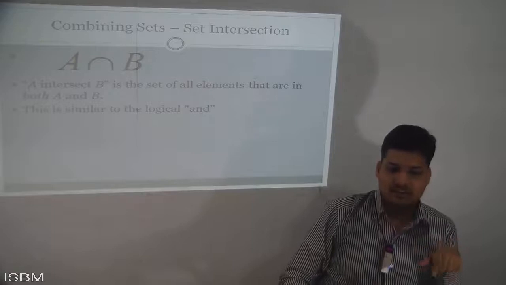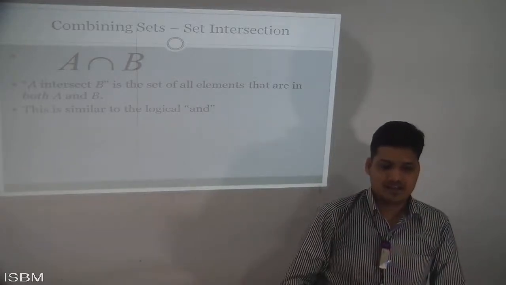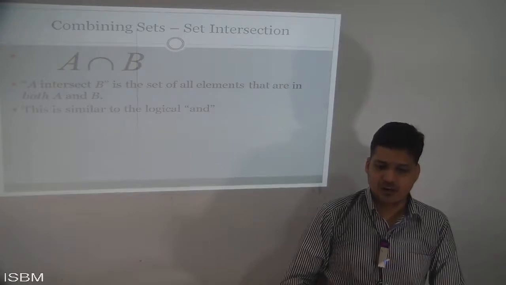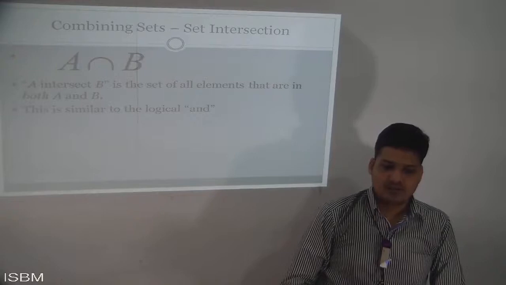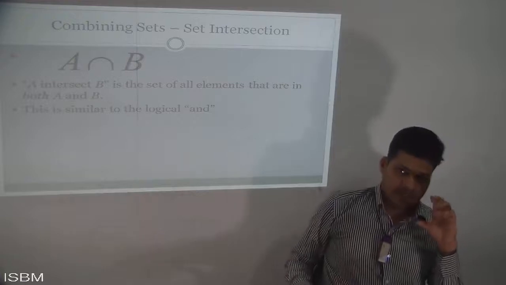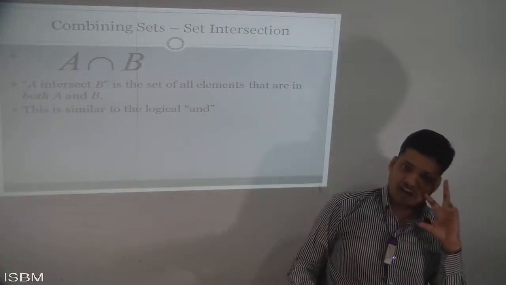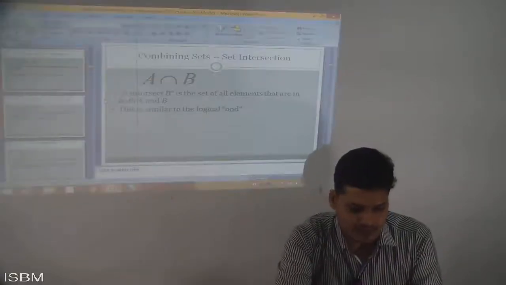Then A intersection B. What is the meaning of intersection? A intersection B is a set of all elements that are in both A and B, which is similar to the logical AND. So in A intersection B, we will take those values which are in common in A and B. Let's see with an example.